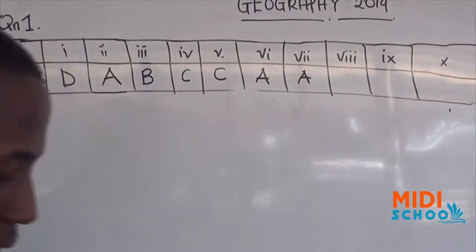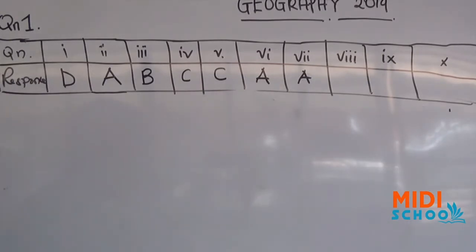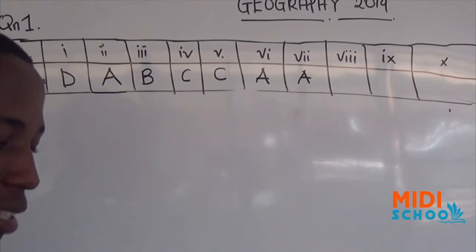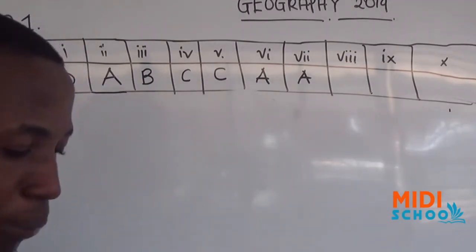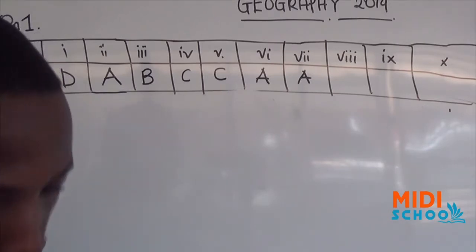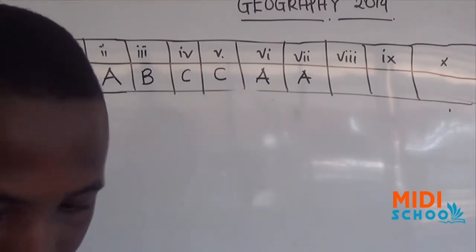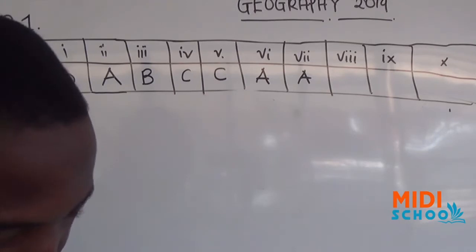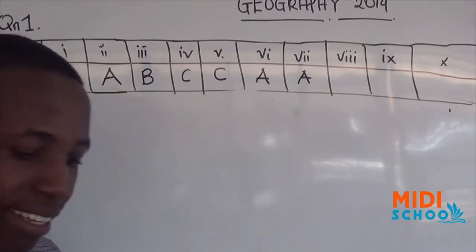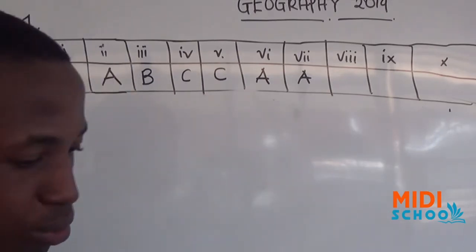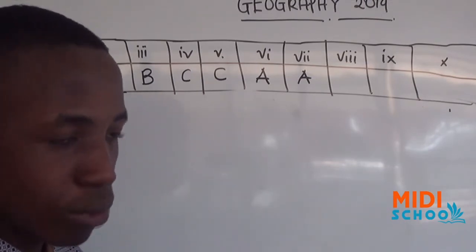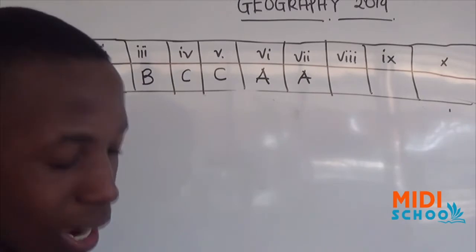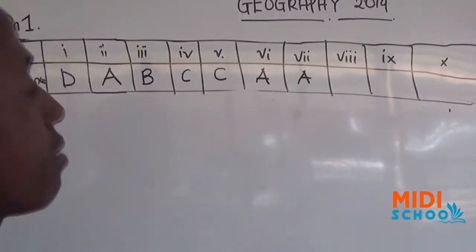Number 8: a feature formed as a result of a long and fairly narrow stretch of land that extends through plains, hills or mountains is called? Our answer here specifically is C.